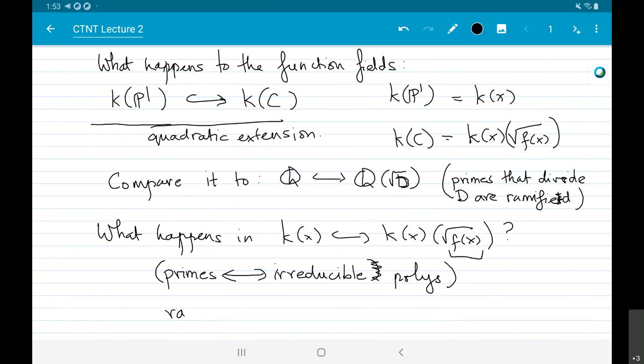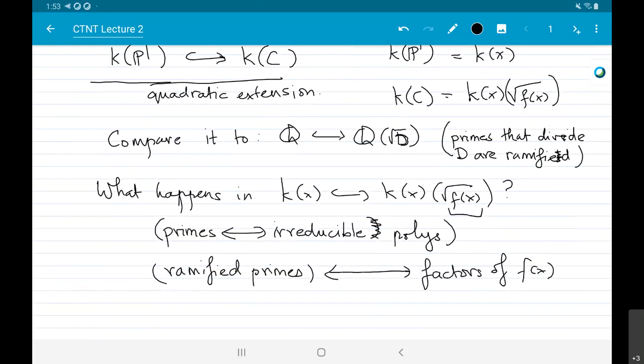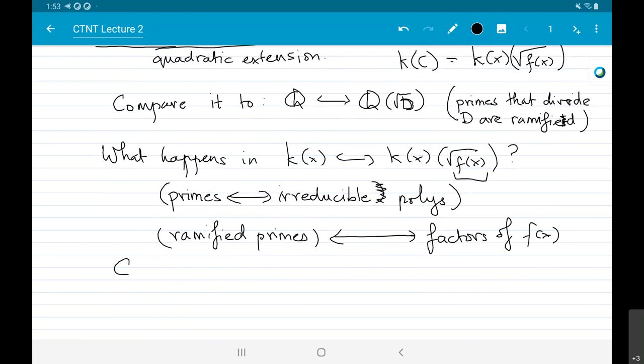So ramified primes are going to correspond to the irreducible factors of f(x). Now, if k is large enough, then f(x) splits. So what you can think of is that this map C to P1 is ramified at the roots of f(x).